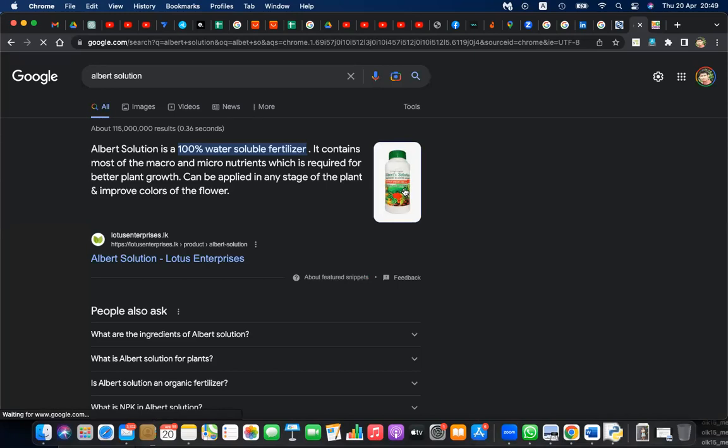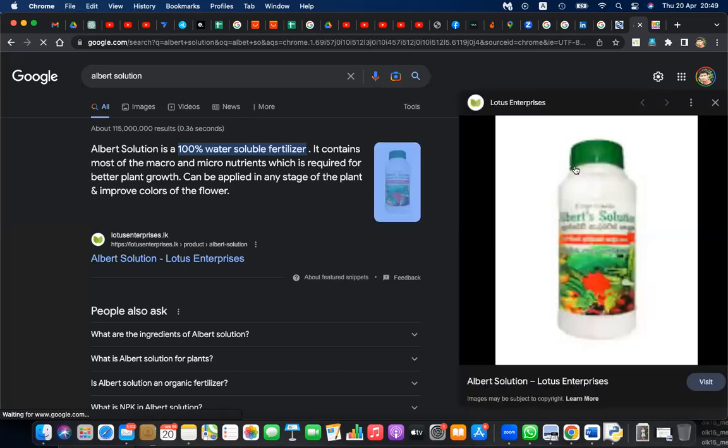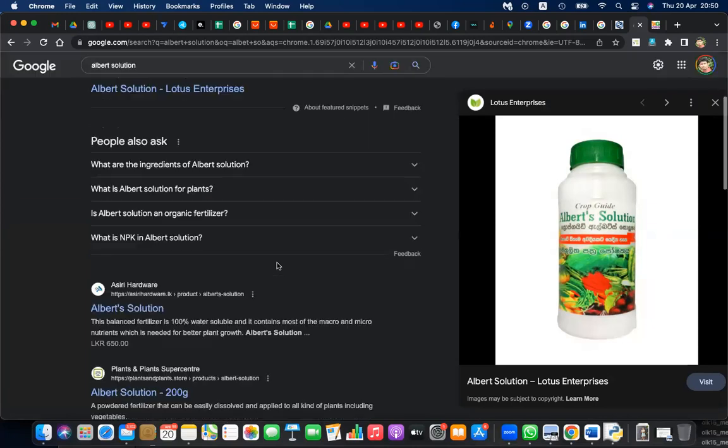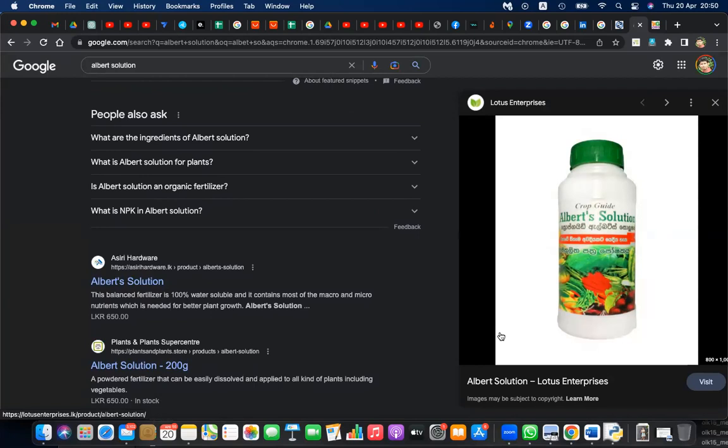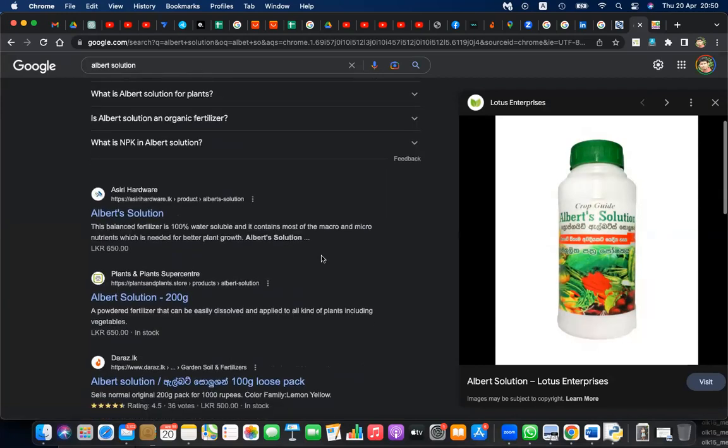This one is water soluble. So this you can buy from a shop. This is water soluble fertilizer. Right, water soluble fertilizer. You can put this into that water instead. So this has all the advice in this bottle. The amount of solution that you need to put, dissolve with the water, everything will be there.